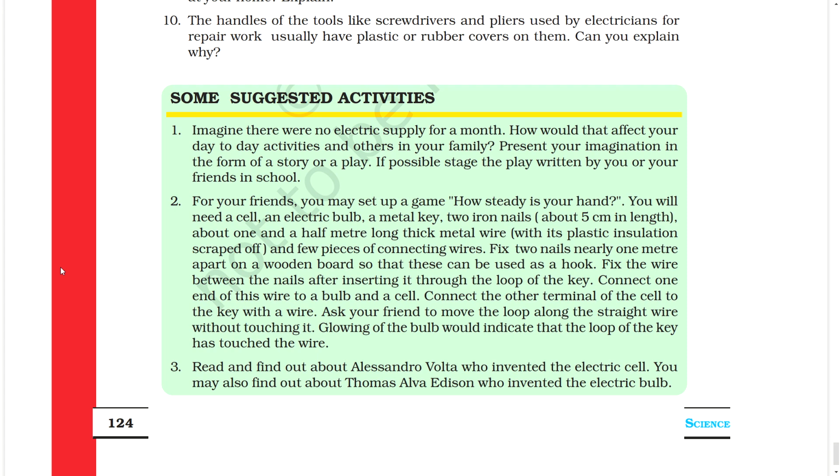3. Read and find out about Alessandro Volta, who invented the electric cell. You may also find out about Thomas Alva Edison, who invented the electric bulb.